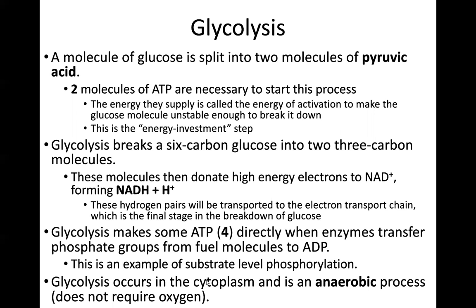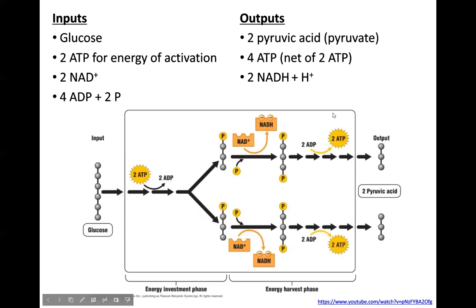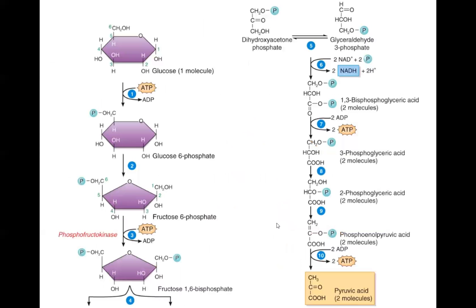This, once again, is occurring out in the cytoplasm, not inside of the mitochondria, and is an anaerobic process, meaning it does not require oxygen. Okay. Now, looking at this illustration, it's a fairly simplistic view of what's taking place, kind of broken down into two phases or steps, the energy investment phase and the energy harvest phase, which is significantly simpler than the 10 steps that it really is, which is illustrated on the next page.